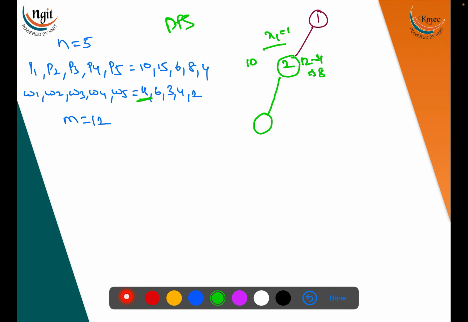Now place the second object. So x1, x2 is equal to 1. We placed x1 and x2 also. When you place the x2 item, the third node is generated. The leftover weight is 8 minus 6, which is 2. The profit is 10 plus 15, which is 25.